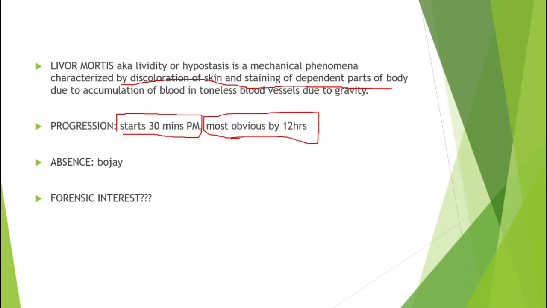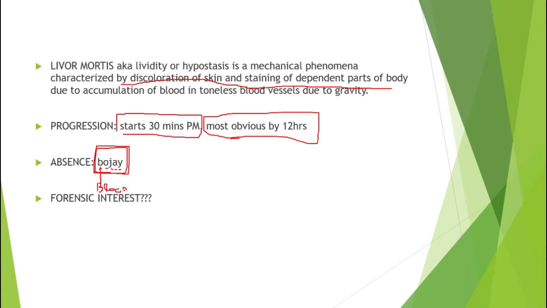And are you noticing something here? Absent BOJE. Well, that's a mnemonic. Boje is a term we use in Pashto for a sack. So it is absent in 5 conditions. Each letter of BOJE is a name of a different condition. So lividity can be absent in deaths related to blood loss. B is for blood loss.